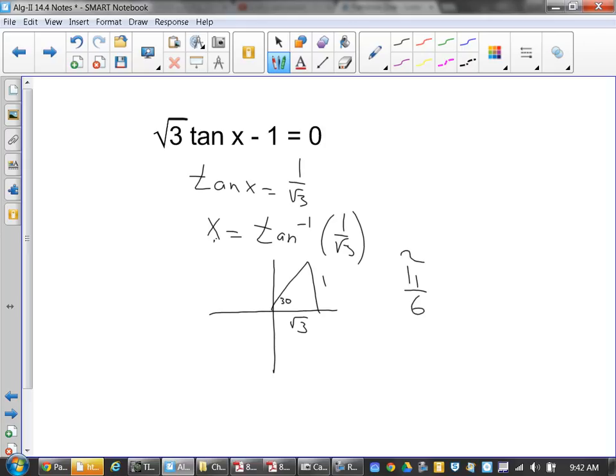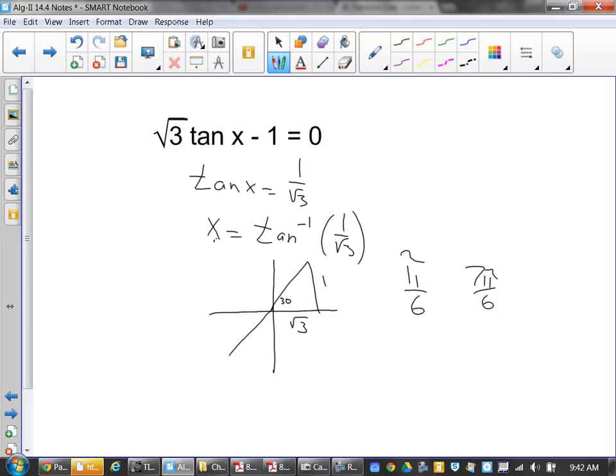And where else is tangent positive? The third quadrant, so it is at 7 pi over 6. Remember, because your reference angle comes up pi over 6, and then the third quadrant has to go down pi over 6. You're adding 1/6 to pi.